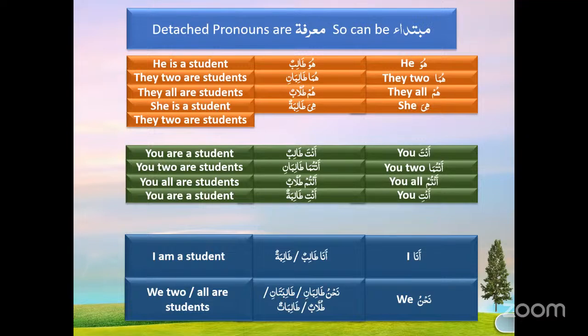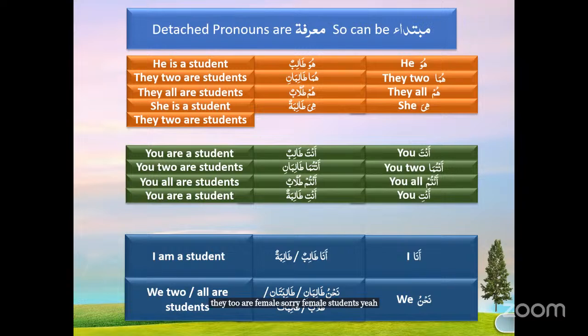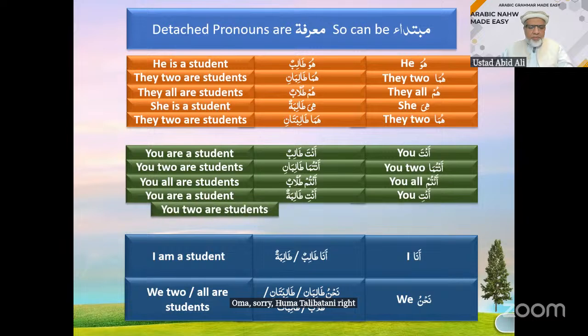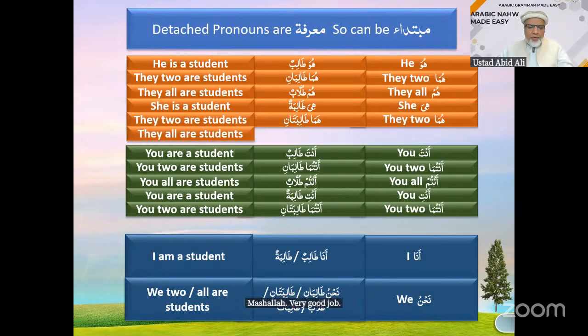The two are female students. Antuma Talibatani, right? Huma Talibatani. Brother Mujib, you two are female students. Antuma Talibatani. MashaAllah, very good job. And Sister Anjum from India, they all are female students. Anjum Sultana.